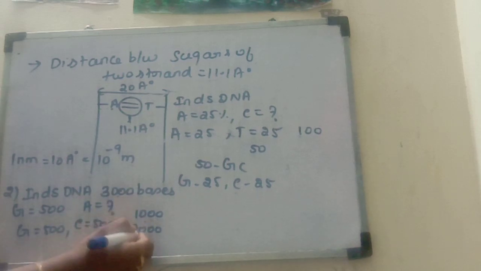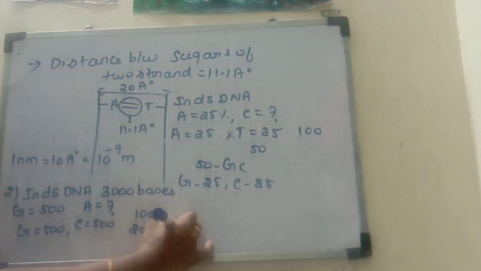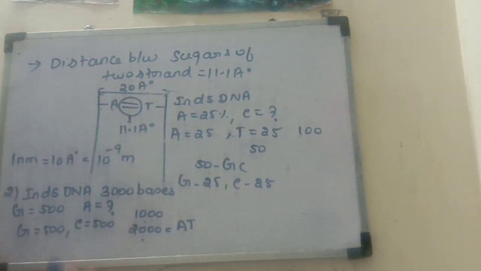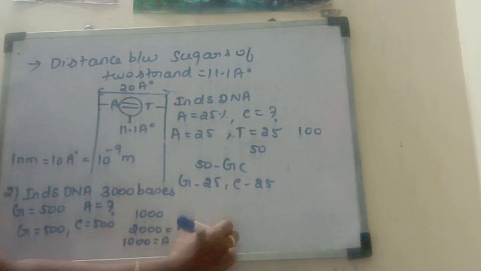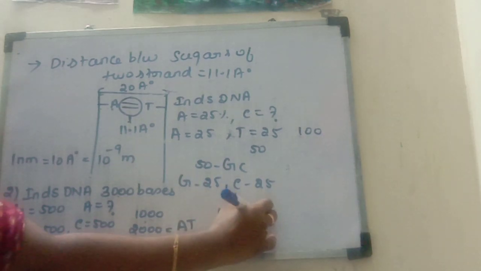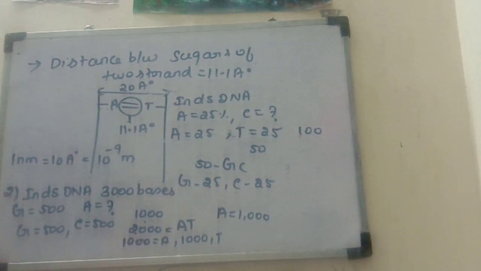So in the 3000, 1000 is over, the remaining is 2000. The remaining 2000 is A-T base pairs. So 1000 is adenine and the remaining 1000 is thymine. So what is the number of adenine? 1000. If they give it in percentage, we want to calculate it out of 100. Suppose they give 3000 bases, 200 bases, 500 bases, accordingly we want to calculate the number of remaining bases. This type of numerical is very much possible for your NEET exam.